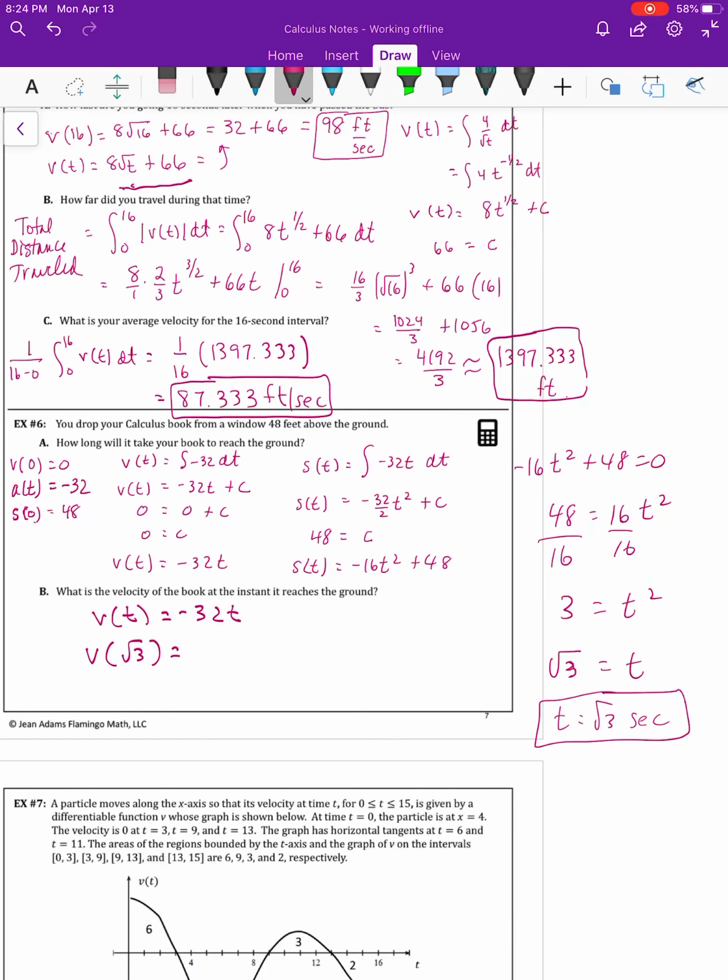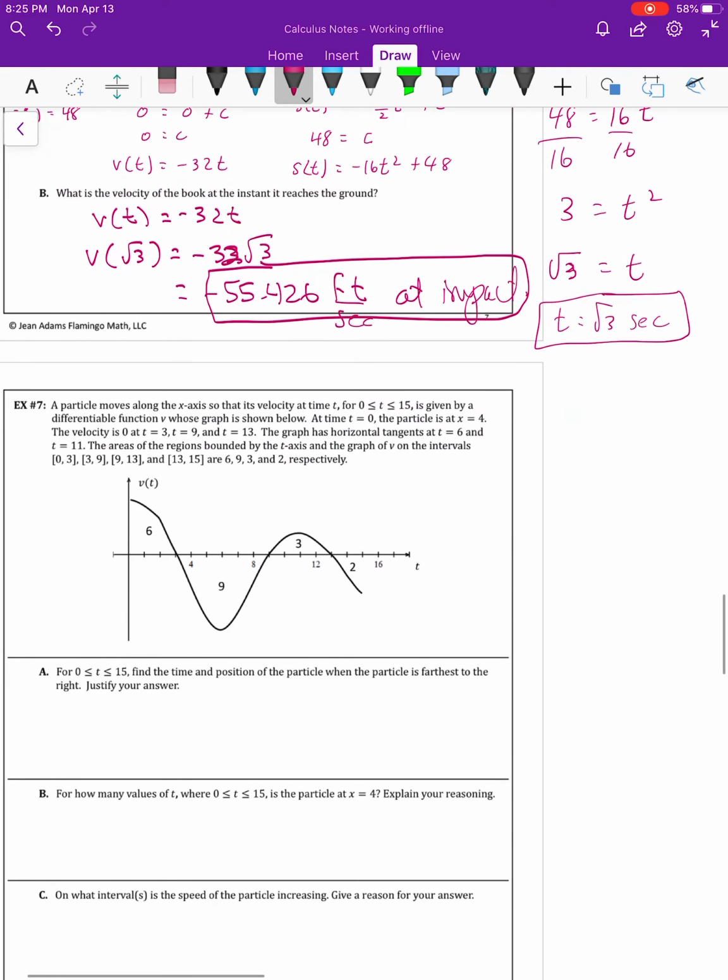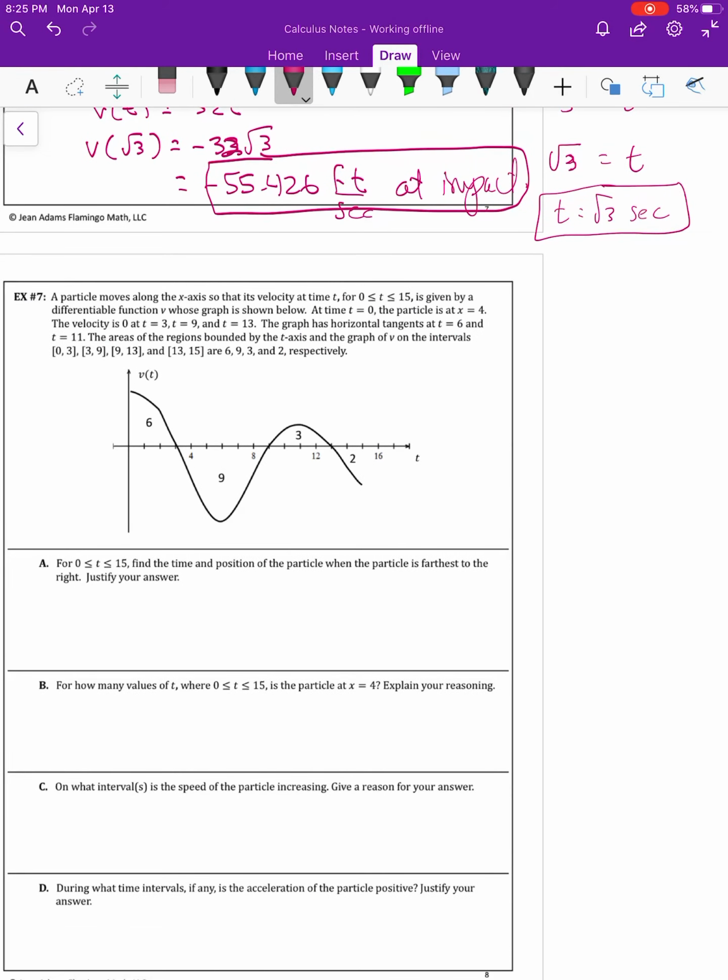And then what is the velocity of the book at the instant it reaches the ground? So if my velocity function is negative 32t, my velocity at the square root of 3 is negative 32 times the square root of 3. And if I put that in my calculator, negative 55.426 feet per second at impact.